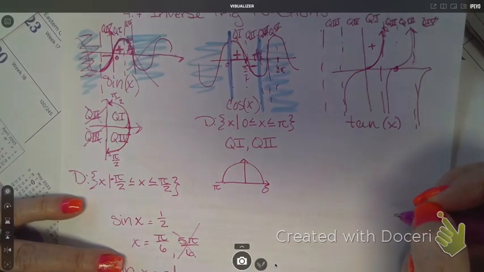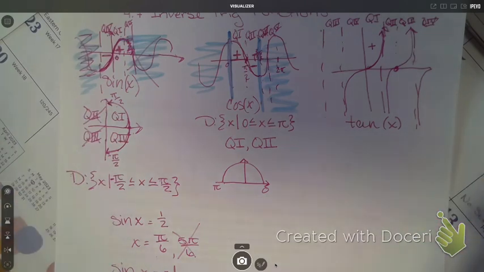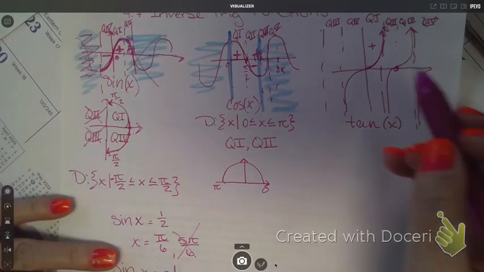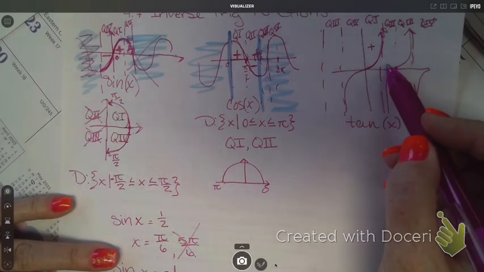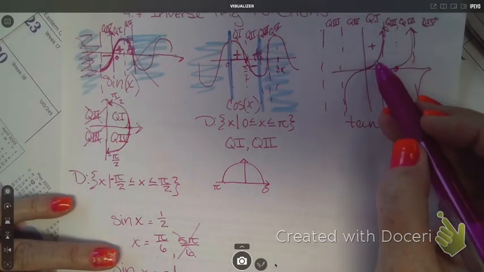I'm going to tell you that the graph has to be continuous. That means no holes or breaks, right? So can I go to quadrant 2? No, because there's an asymptote there. So that means I have to go back to what?